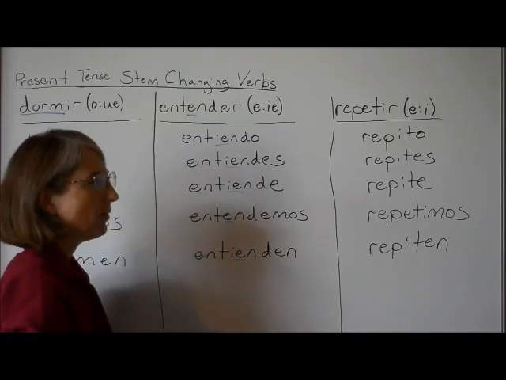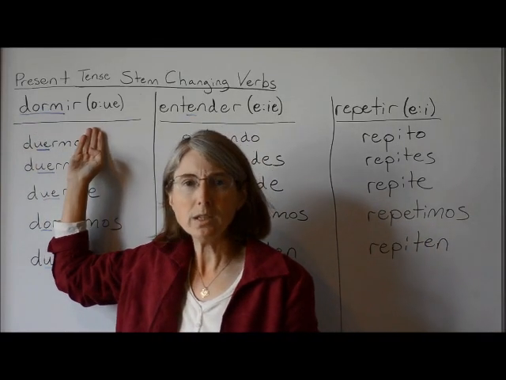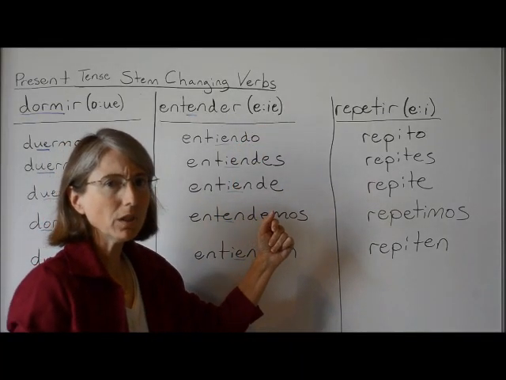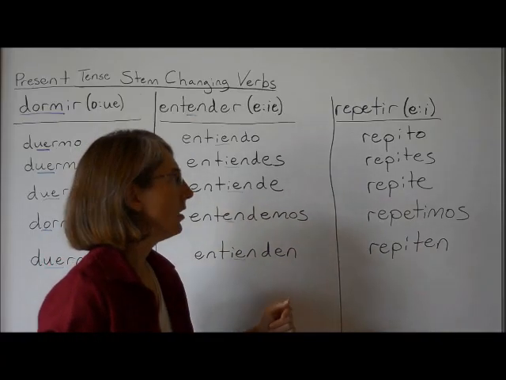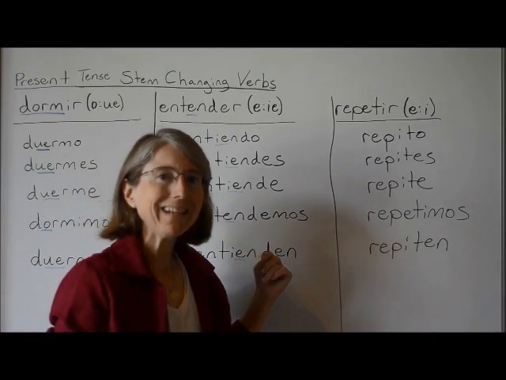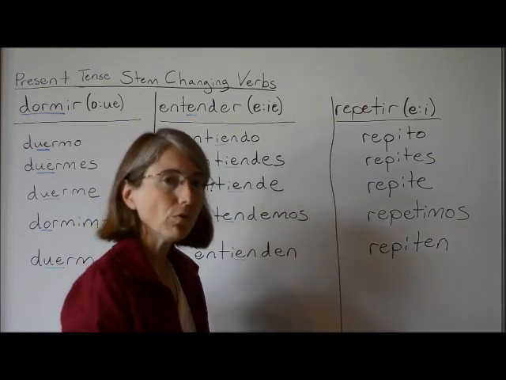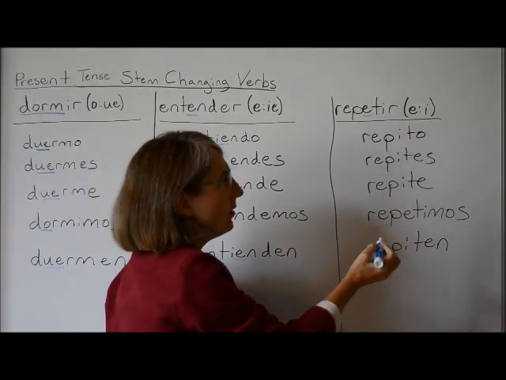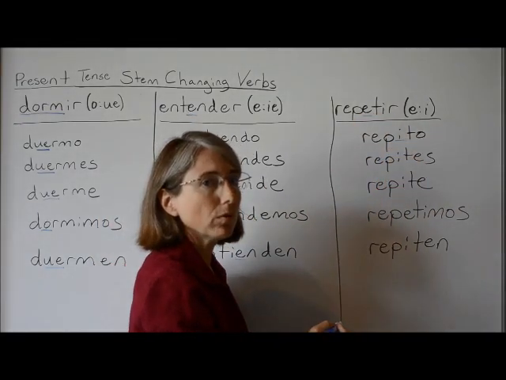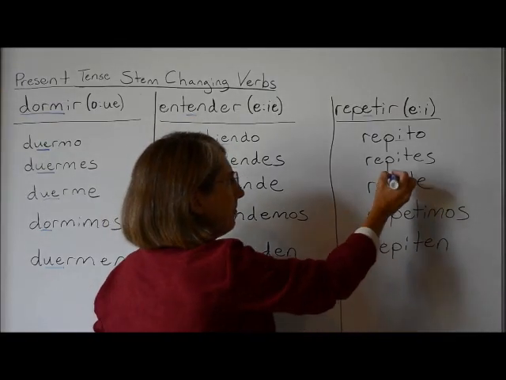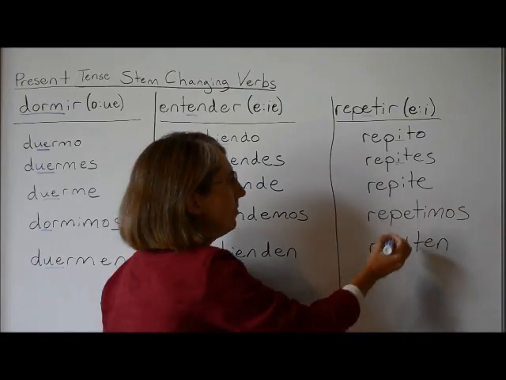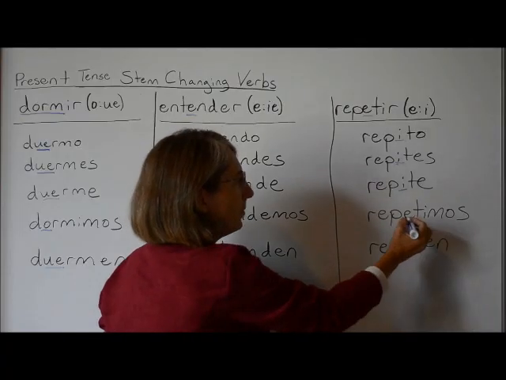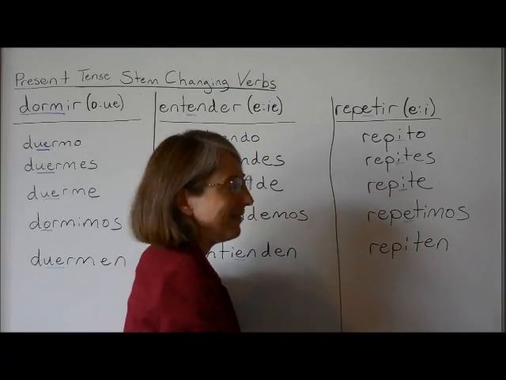Okay? So we have O to UE, E to IE, and then another common stem changing form is E to I stem changers. Repetir is a verb that has an E to I stem change. So in the yo form for repetir, we're going to change that E to an I: repito. Repites, repite. Repetimos, because there's no stem change in the nosotros form. Repiten.